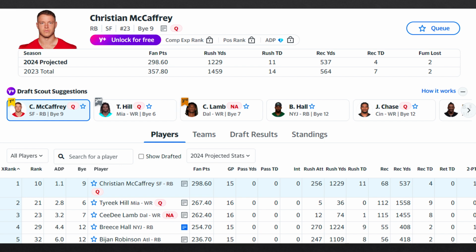Now, the next thing you're going to want to look at is their 2023 total points.